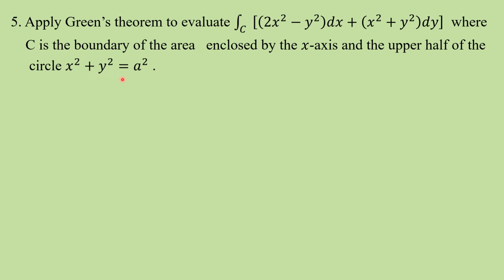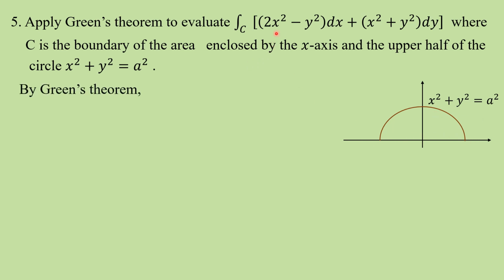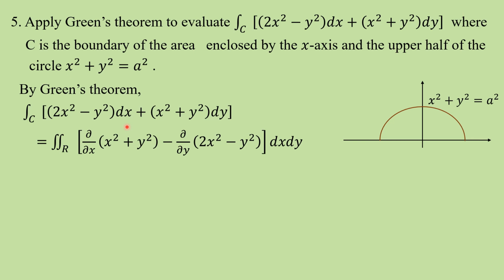So here also, since it is a simple closed curve, by Green's theorem I can convert the line integral into a double integral over the region R, where the region R is bounded by the upper half of the circle x square plus y square equal to a square and the x-axis. So what is M and N? M is 2x square minus y square, N is x square plus y square. By Green's theorem, this line integral I can convert as a double integral of dou N by dou x minus dou M by dou y.